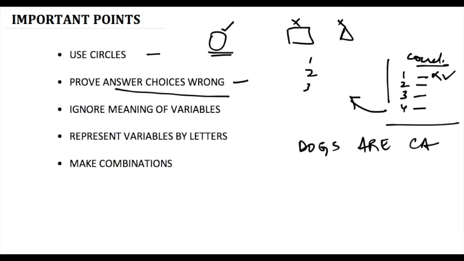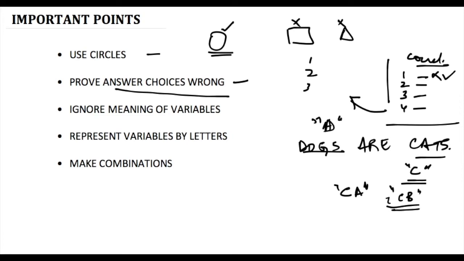Now, in reality, it is not possible that dogs become cats, but you have to ignore the meaning of these variables and give them certain letters in order to solve your answer. So, for example, dogs become D and cats become C. If you have another variable starting with cat, then you make it CA or CB. This makes it easier for you to solve these questions without getting confused by the meanings of those words. Fourth is represent variables by letters.